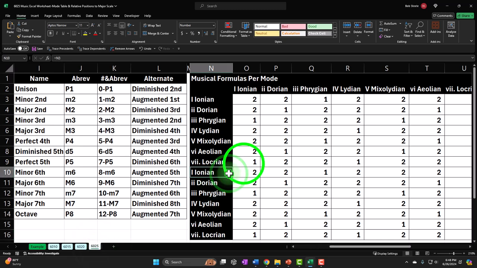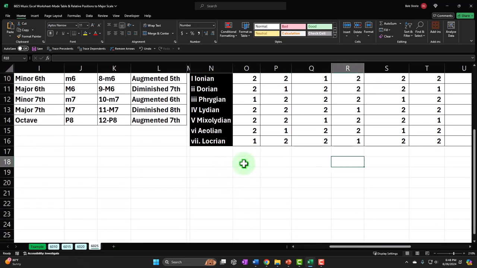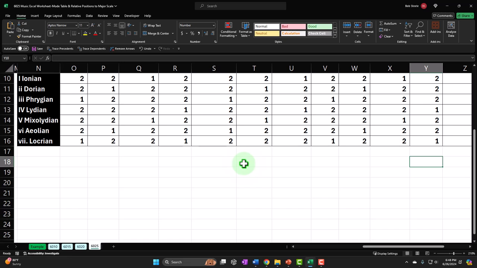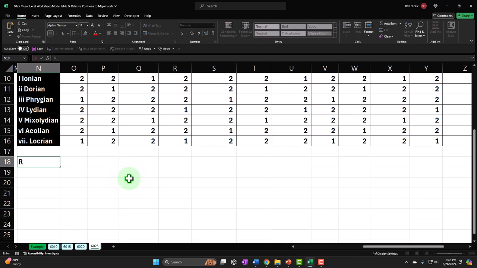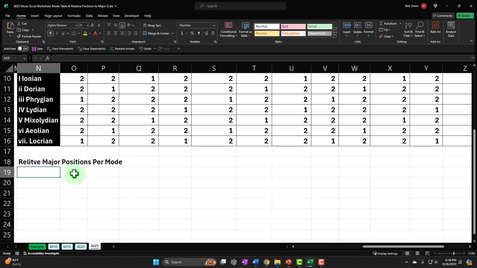All right. So it seems kind of wonky, but it is going to help us build that table over there. And I think it does have practical ramifications as well, is what I'm trying to say. So I'm going to type, this is going to be relative major positions per mode. Am I spelling mode right? I think that's how you spell mode. Anyway, I think that's right.